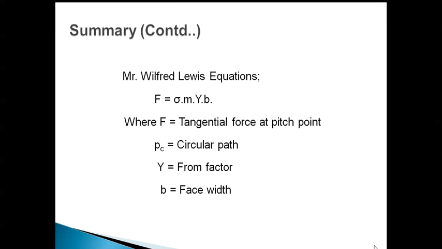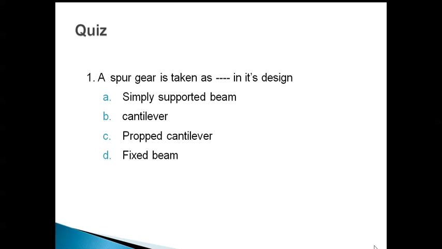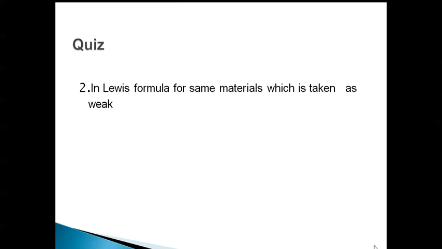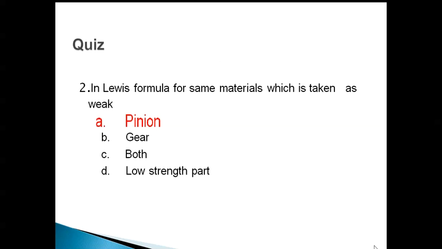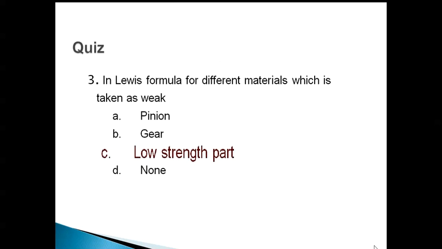So this is how we discussed gears, and we'll see some quiz questions. Spur gear is taken as a cantilever in its design. In the Lewis formula, for the same material, which is taken as weak? If the pinion and gear are of the same material, then we need to use the pinion as the weaker one. The Lewis formula is used for the weaker one only. For different materials, the part with low strength is taken as the weak one.